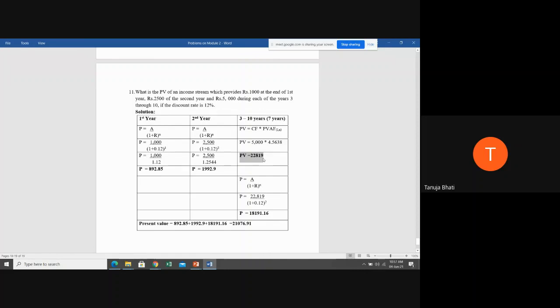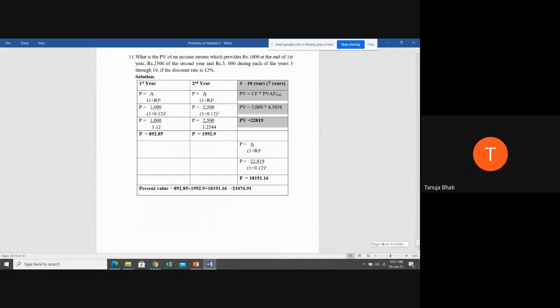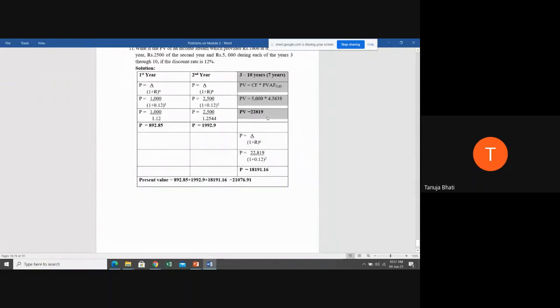Now, does our calculation stop here, students? No, our calculation does not stop here. Why? I will again explain, I think, with the help of the line.